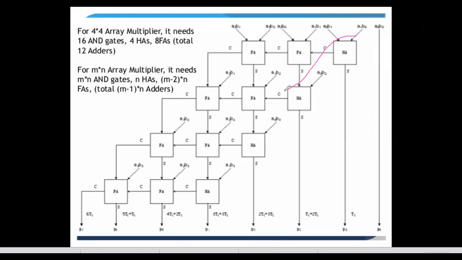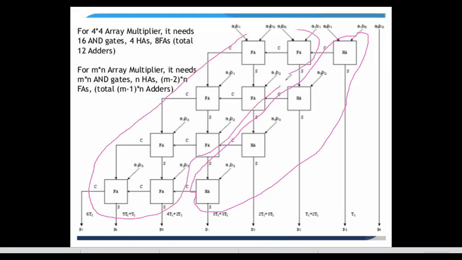In this case, these 4 below are the half adders. Next, these 8 are the full adders. Total 12 adders are there. Among the 12 adders, 4 are half adders and 8 are full adders. Okay. It depends on the number of bits.